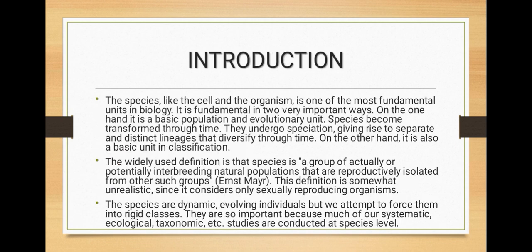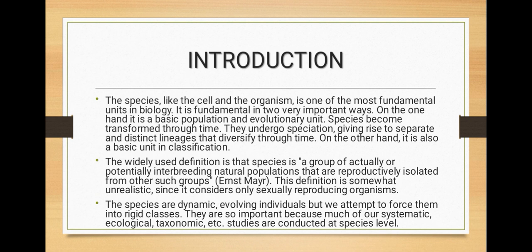The species, like the cell and the organism, is one of the most fundamental units in biology. It is fundamental in two very important ways. One, it is a basic population and evolutionary unit. Species become transformed through time. They undergo speciation, giving rise to separate and distinct lineages that diversify through time. On the other hand, it is also a basic unit in classification.